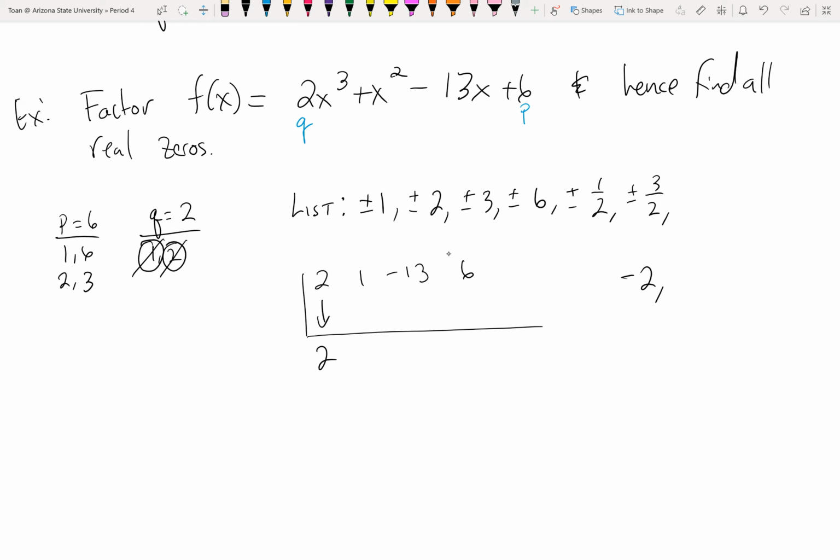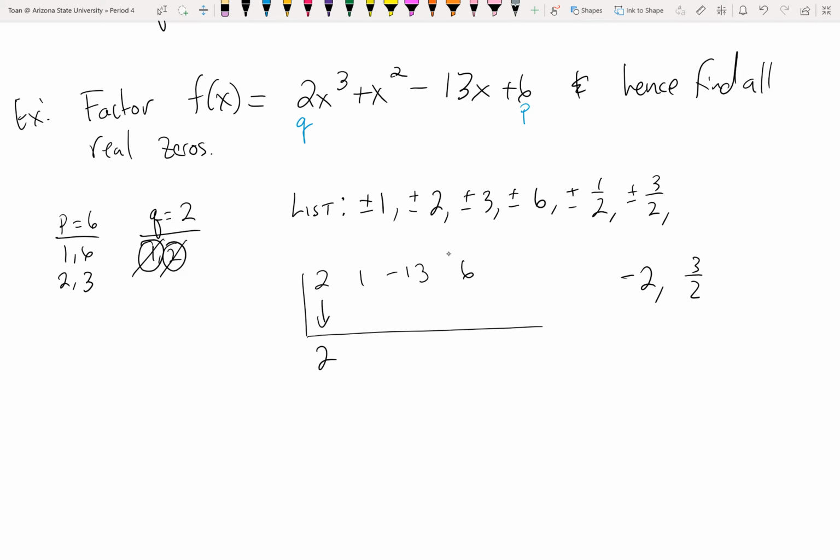3? Oh, so someone wants to live life on the edge and use a fraction. We have to try. So 3 halves. Am I going to do what you said? 2, 3 halves is 3. 4, that's a 6. That's a negative 7. That's a negative 21. Already we can tell it's not going to work. So 3 halves is out of the question.